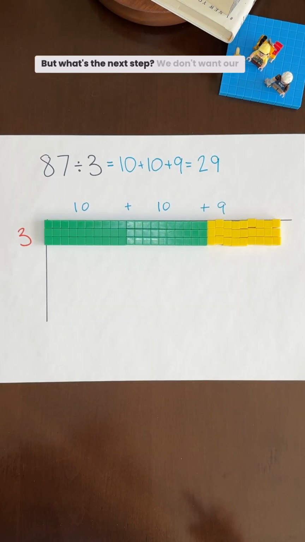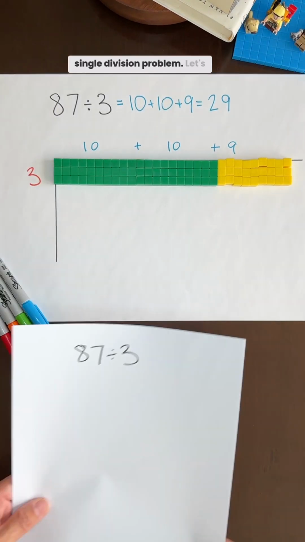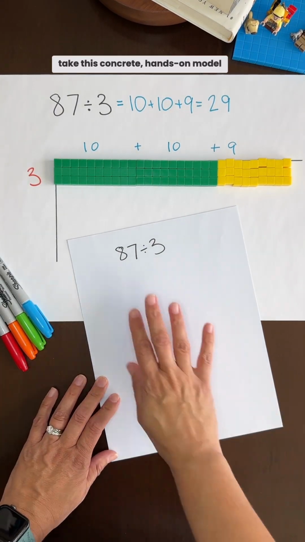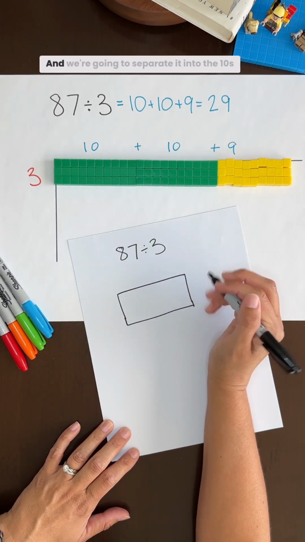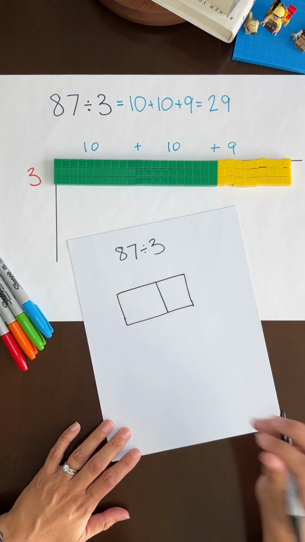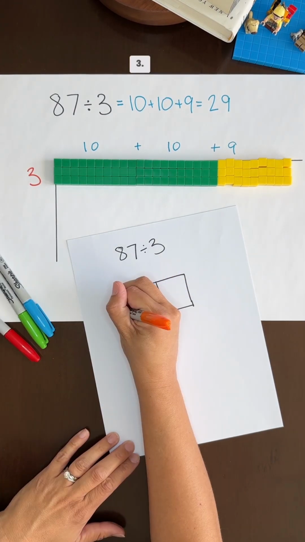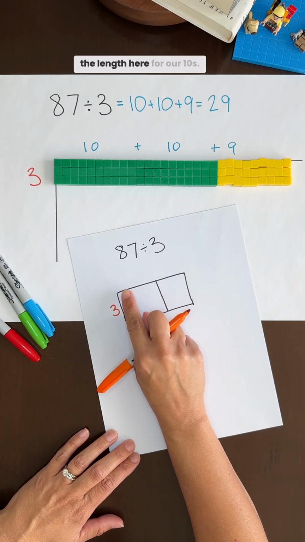But what's the next step? We don't want our kids manipulating these pieces every single division problem. Let's take this concrete, hands-on model and make it more abstract. We start by drawing our rectangle. And we're going to separate it into the tens and the ones, just like we did here. Our width is going to be the divisor, 3. And our first job is to figure out what is the length here for our tens.